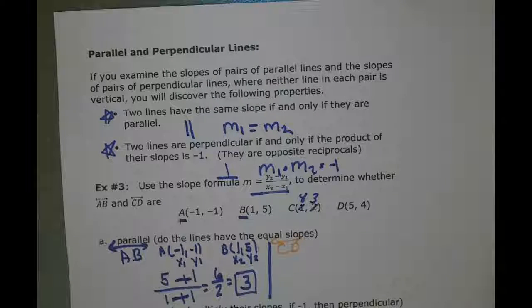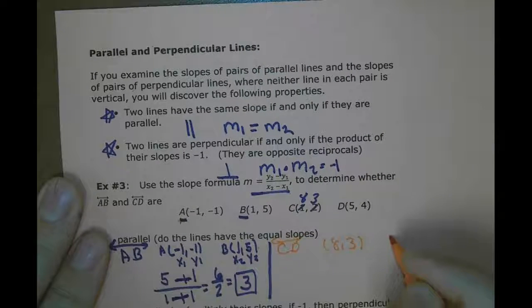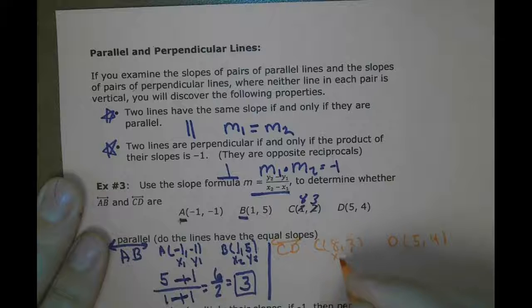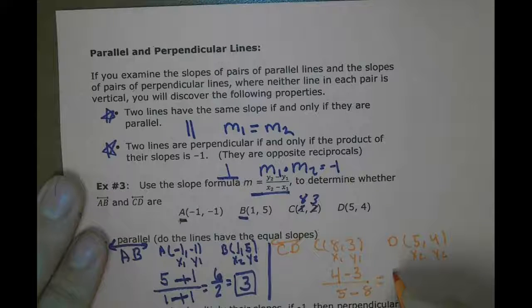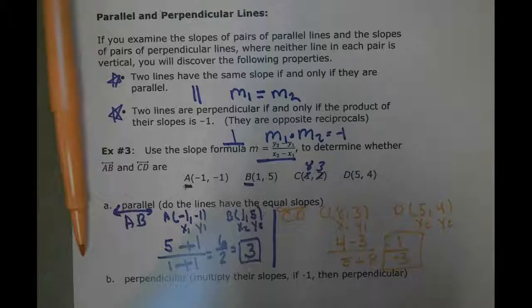All right, CD. C is now at 8 and 3. D is now at 5 and 4. X1, Y1, X2, Y2. We have 4 minus 3 over 5 minus 8. What's 4 minus 3? What's 5 minus 8? Negative 3. Are those two the same thing? Is this the same as this? So these are not parallel.